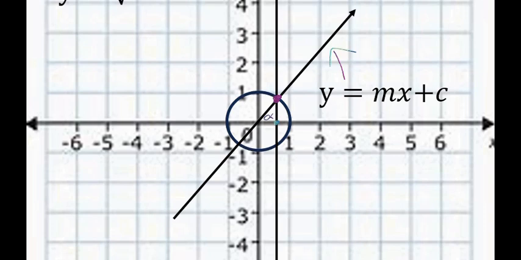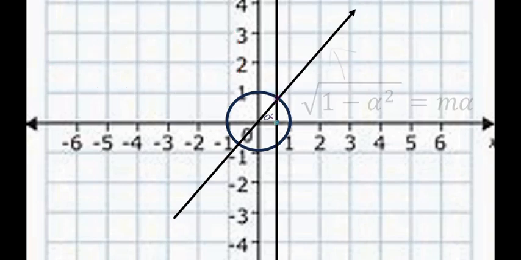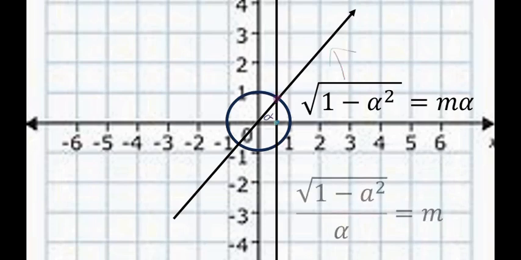Now c will be 0, right? Because the line cuts through the origin. The y-intercept will be 0. So we end up with y is equal to m alpha. Now bring back this equation right here. It's important. Do the circle and the line have the same point of intersection? Yup, they do. So in order to find m, the slope, we just compare these two equations and we'll get the square root of 1 minus alpha squared is equal to m alpha. Put alpha over here. We get the square root of 1 minus alpha squared upon alpha is equal to m.